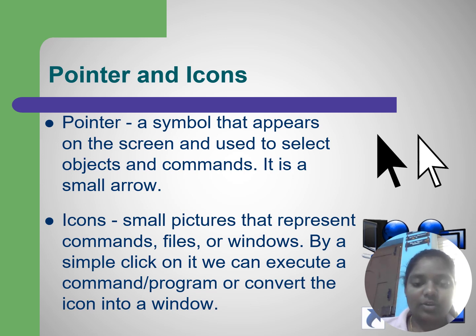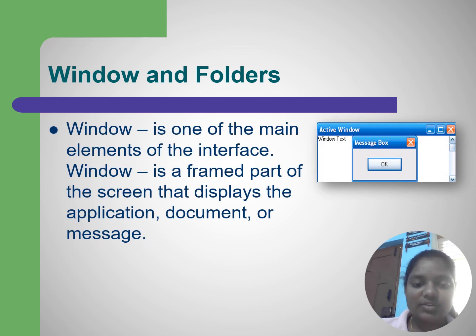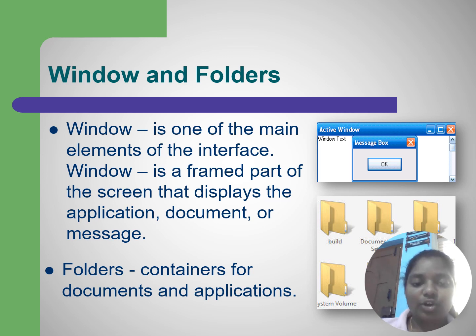And let us discuss the other elements. The next elements are windows and folders. What are windows? Windows is one of the main elements of the interface. A window is a framed part of the screen that displays the application, document or a message. And the next one is a folder. Folders are the containers for documents and applications. And let us go through the next element.